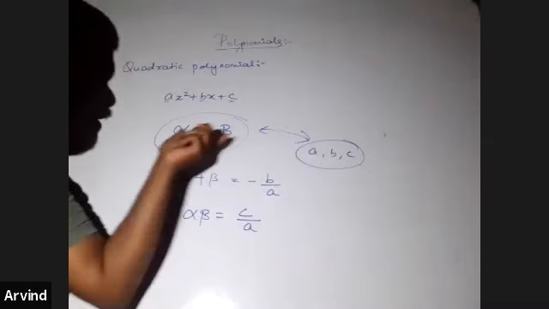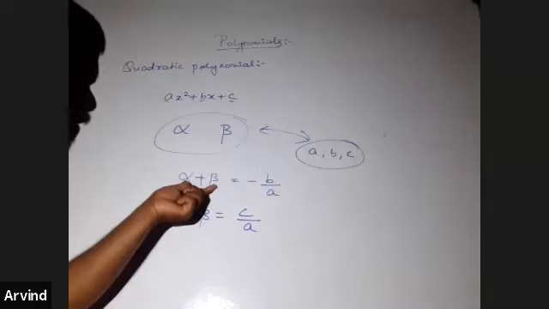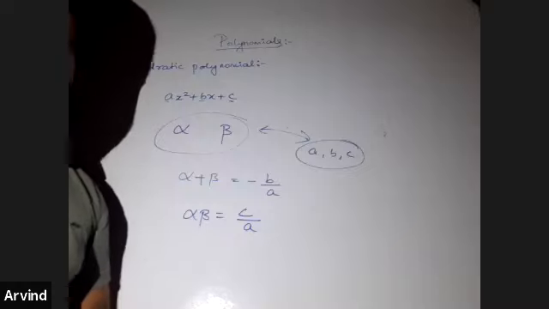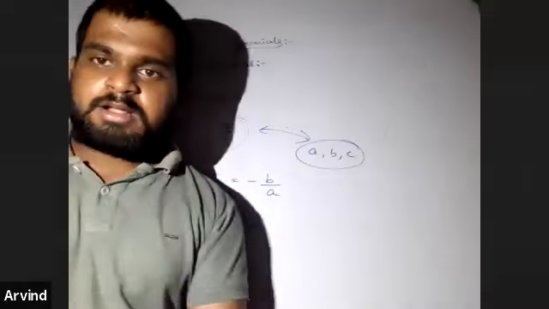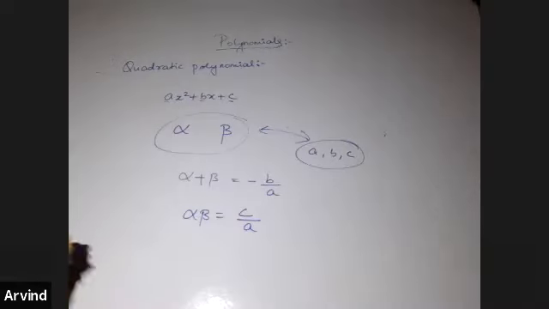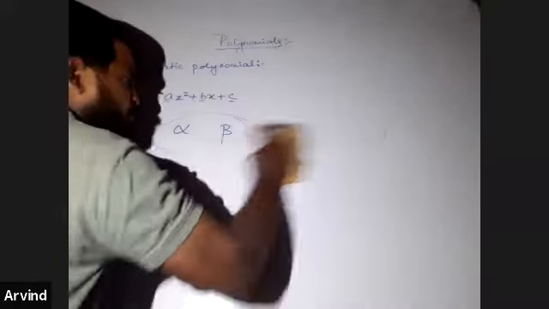This we call coefficients, and this we call zeros. There is a relationship between these two. What is that? Alpha plus beta is minus b by a. Alpha beta is equal to c by a. Is it clear? Yes, sir. Then it's a kind of a formula. Okay, let's write down that.